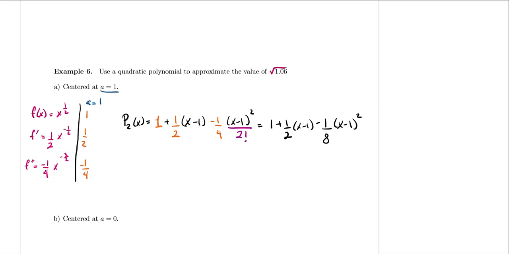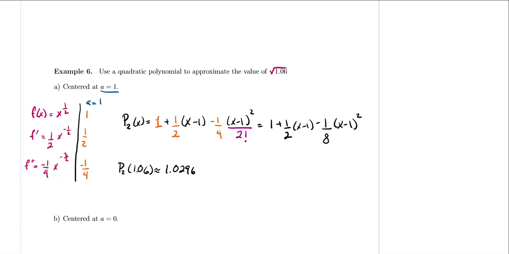All right, so now using our quadratic polynomial approximation, what would be the value for the square root of 1.06? So let's see. Plugging our 1.06 into our function, I'll get approximately 1.0296. Perfect. Alrighty, now, I want you to think about the next problem.